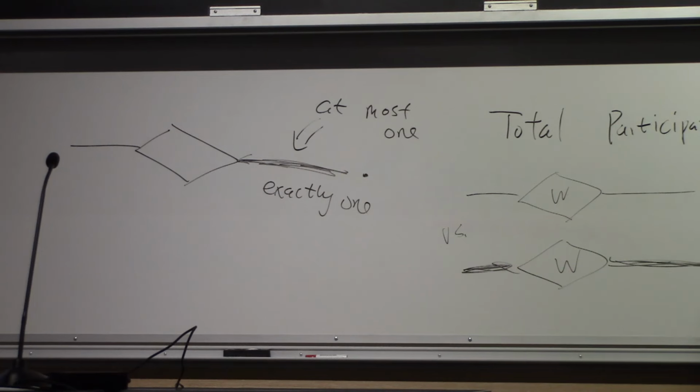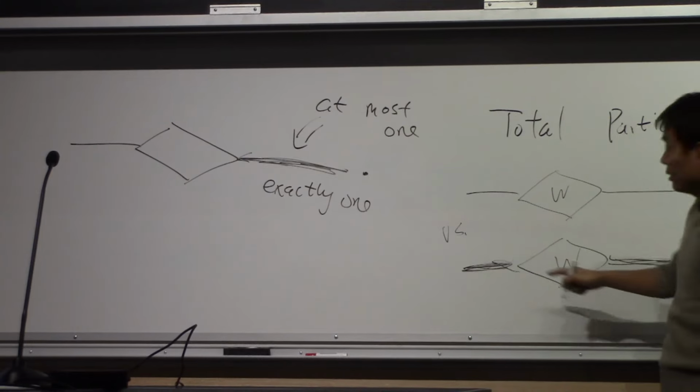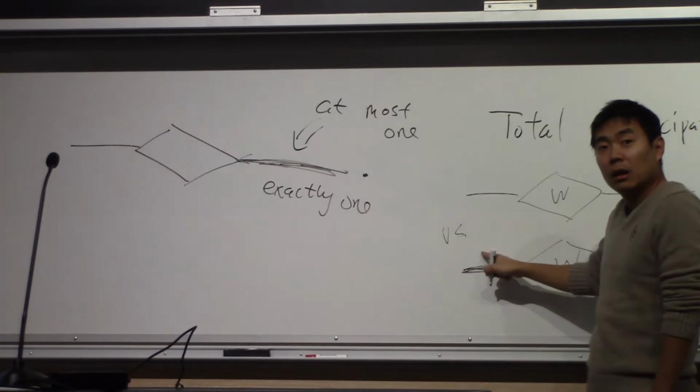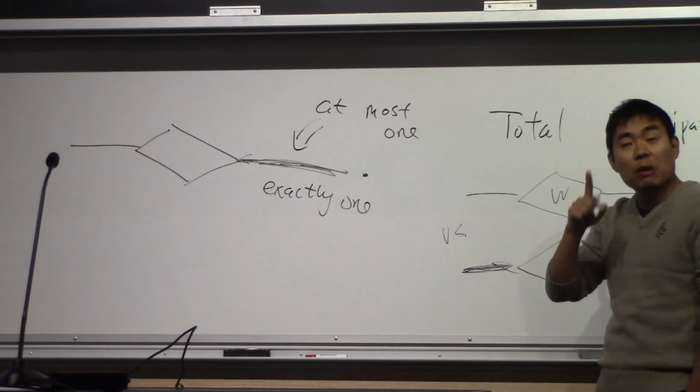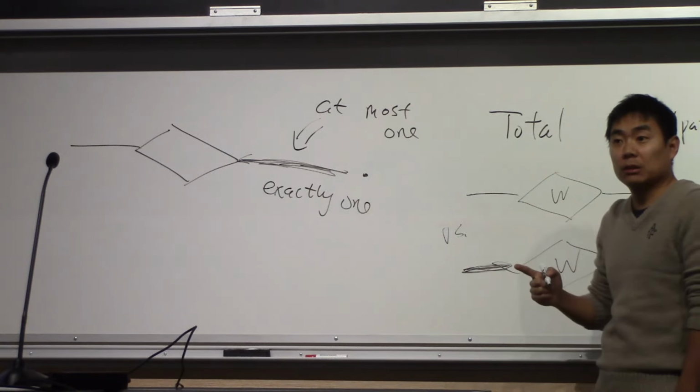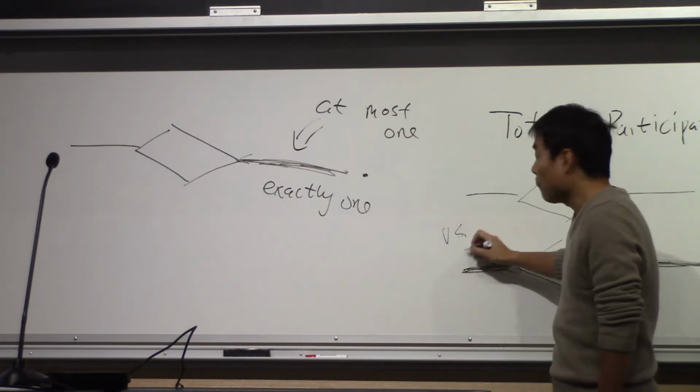Dylan. That means the bold line on the left-hand side means that each employee works for at least one department, but they could work for more. And then on the right-hand side, that bold line means that each department has at least one employee, but it could have more than one. Excellent. That's right. That's exactly right.